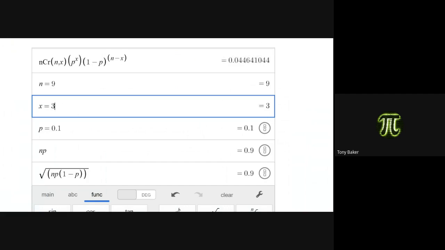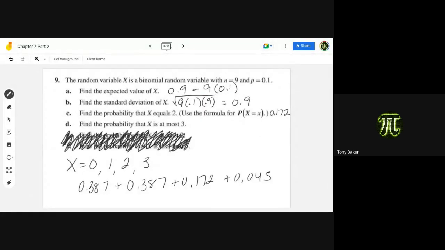And it says at most 3, so we want to include the 3. So we get 0.387, 0.387, 0.172, and 0.045. And then we add them together. And we get 0.991.